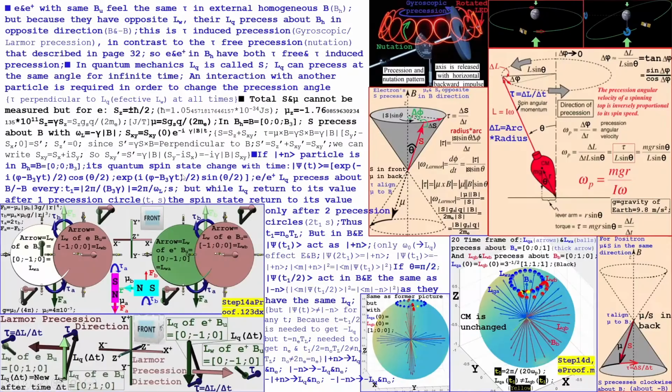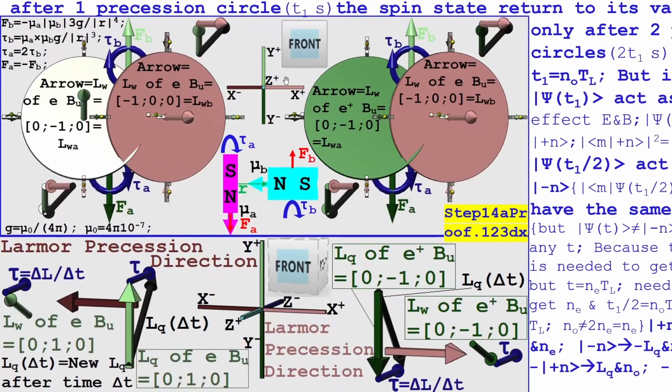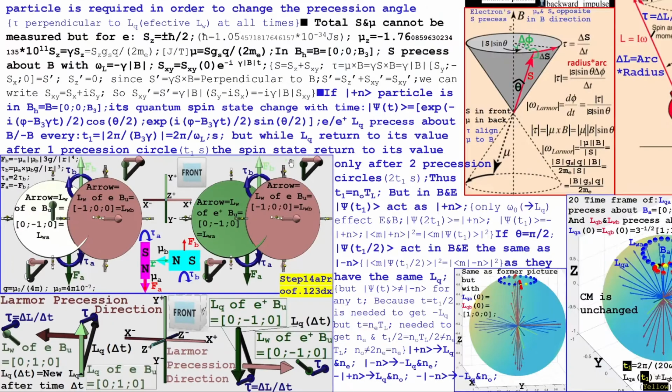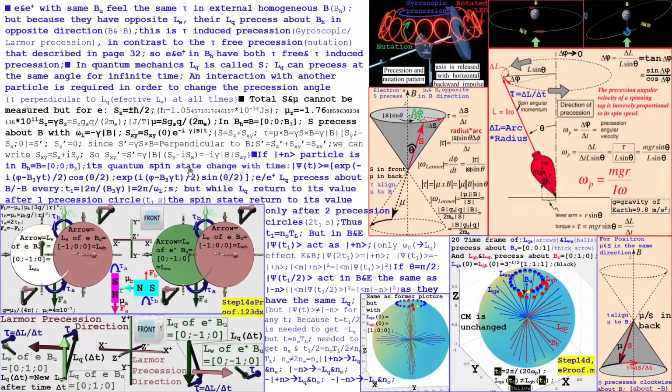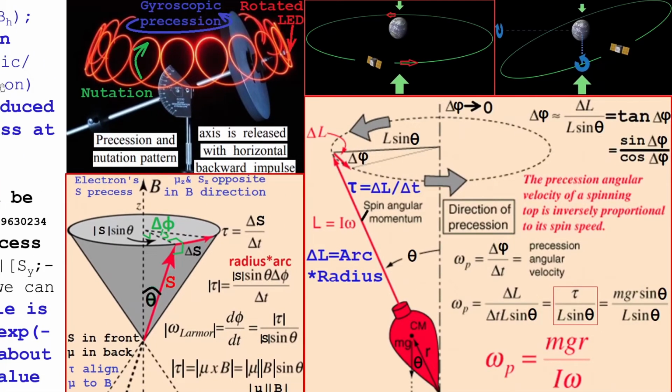We can see from the interaction pictures that an electron in an external homogeneous magnetic field feels torque but not force, and that electron and positron with the same magnetic field feel the same torque, but precess in opposite directions about the external magnetic field, because they have opposite angular momentum. This is a torque-induced precession, which we call Larmor precession, in contrast to the torque-free precession of the electron, described previously, that creates the T sub L period.